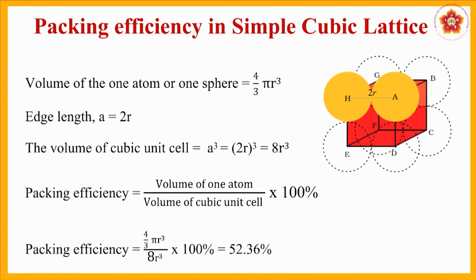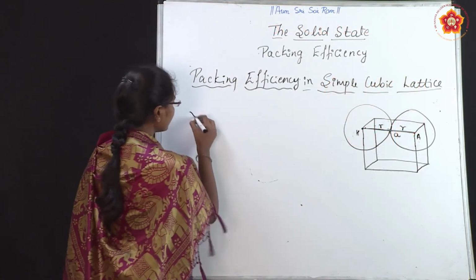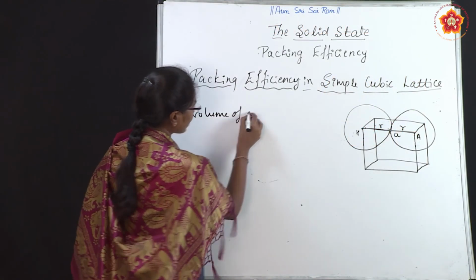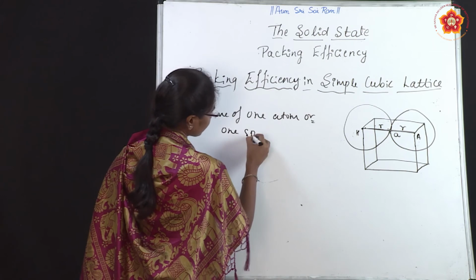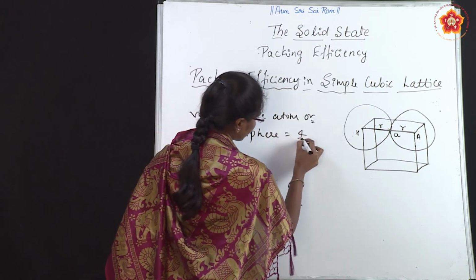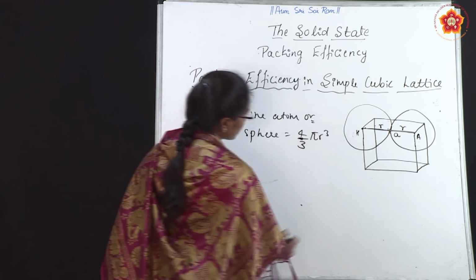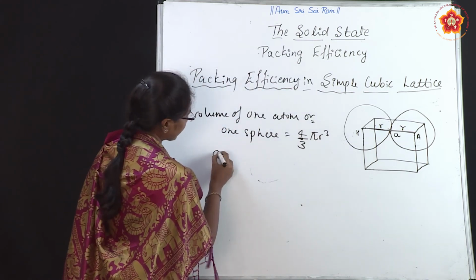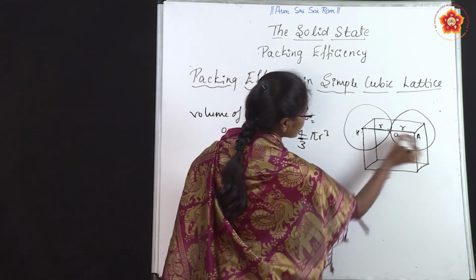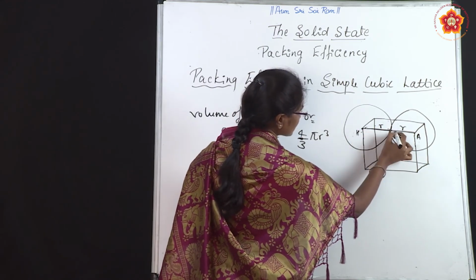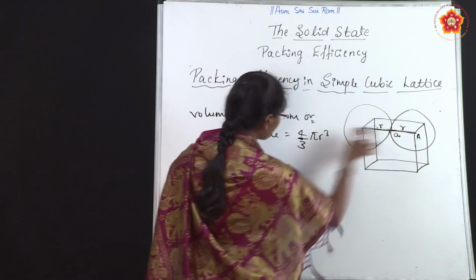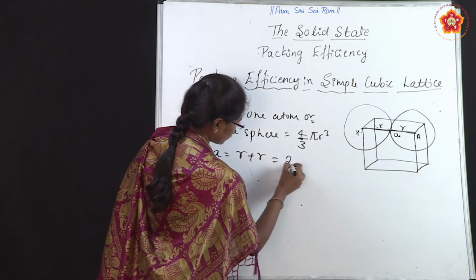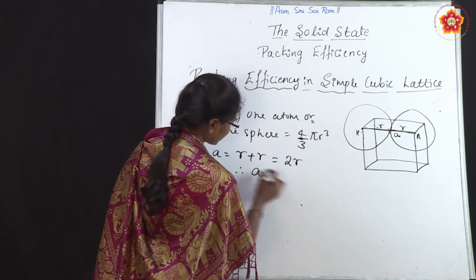So let us calculate the packing efficiency in simple cubic lattice. Here the volume of one atom or one sphere is equal to 4 by 3 pi r cube. Now the edge length is a here. This is the radius of the sphere and this is also the radius of the sphere. So a equals r plus r, which is 2r. So a is equal to 2r here.